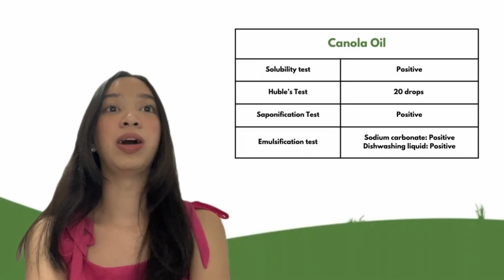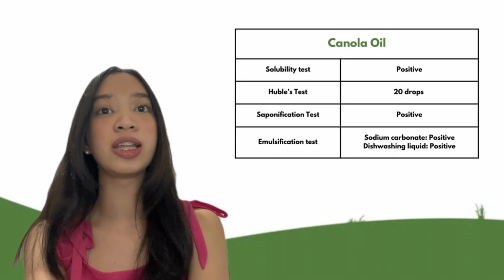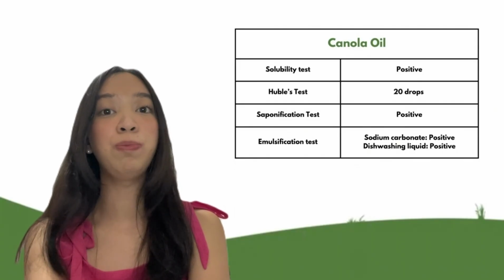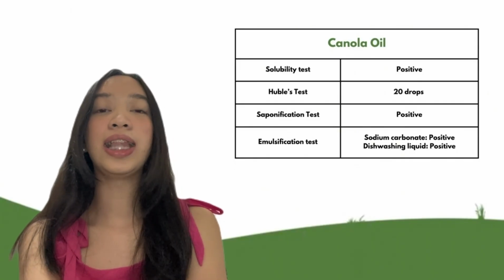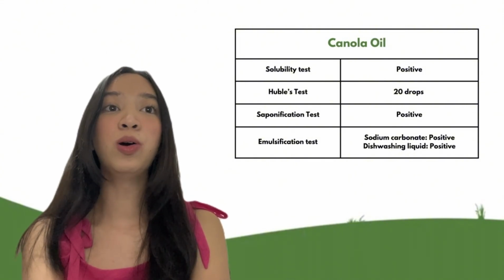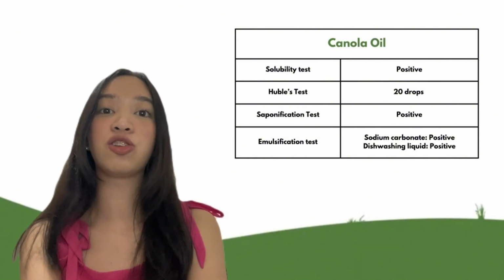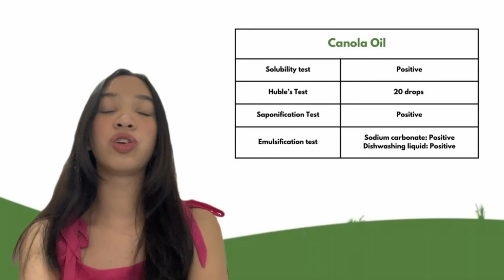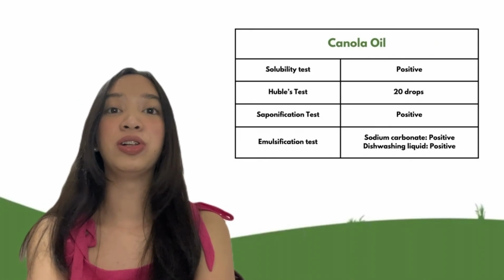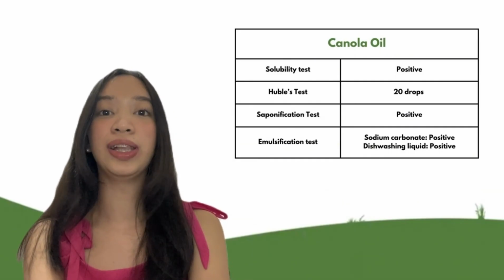Meanwhile, it tested positive for the saponification test, indicating that it reacted with NaOH to form soap and glycerol. And lastly, it tested positive for the emulsification test, both under sodium carbonate and dishwashing liquid, which also tells us that it was an effective emulsifying agent for canola oil.